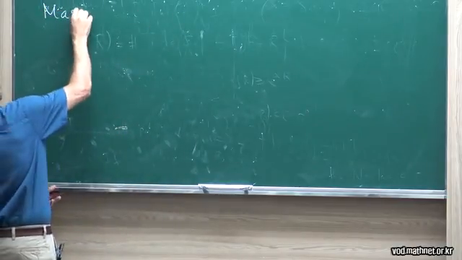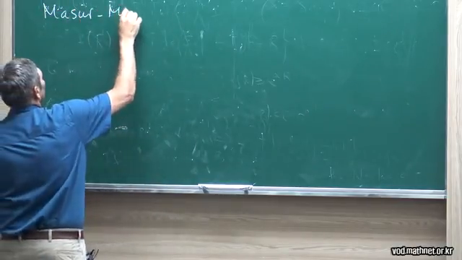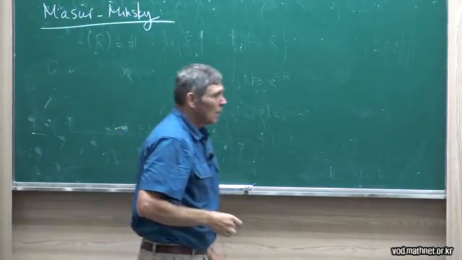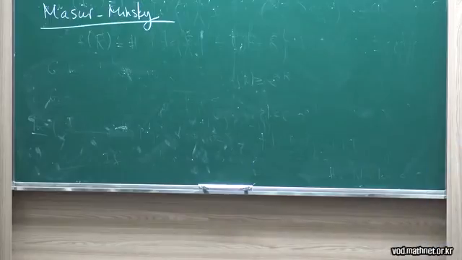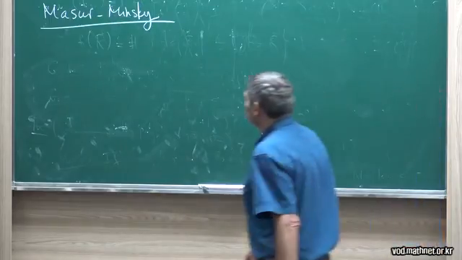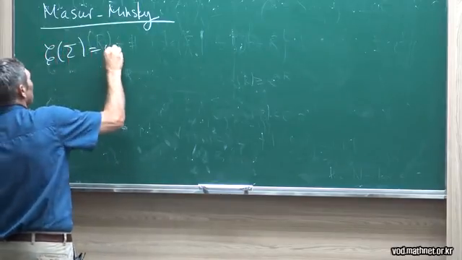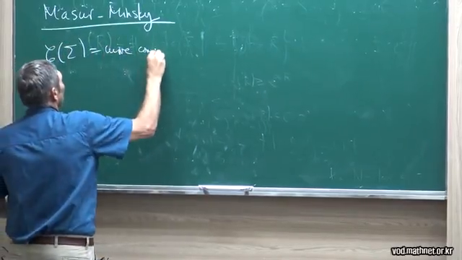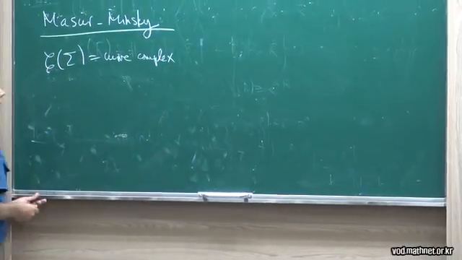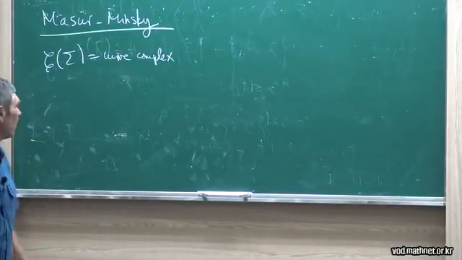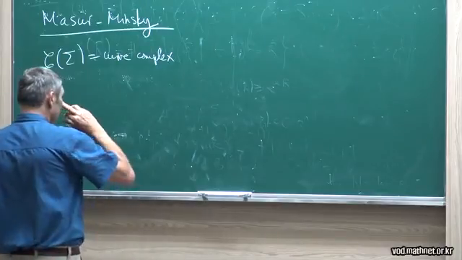There's the Masur-Minsky theory. So the basic object in the Masur-Minsky theory is the curve complex of the surface. Okay, so there is a C of sigma. This is the curve complex. You can think of it as a graph, although it's really a complex. It has higher dimensional simplices, but what's important for us is just the one skeleton.